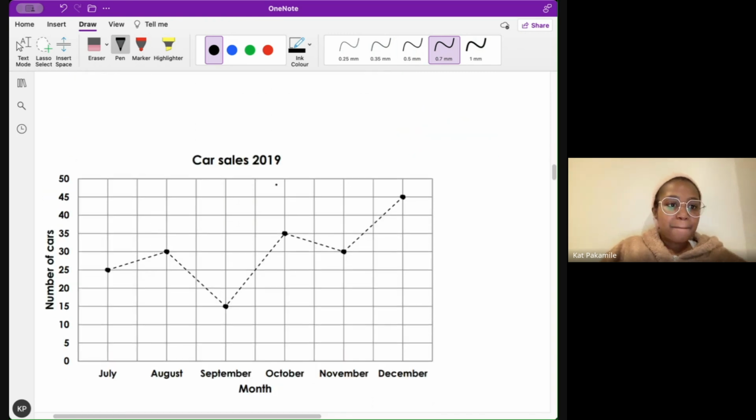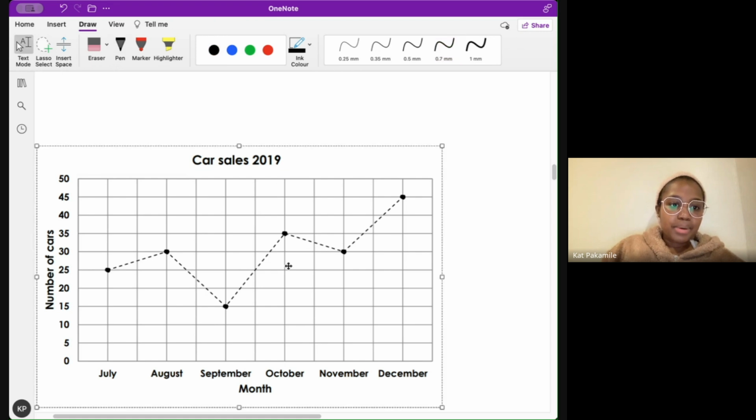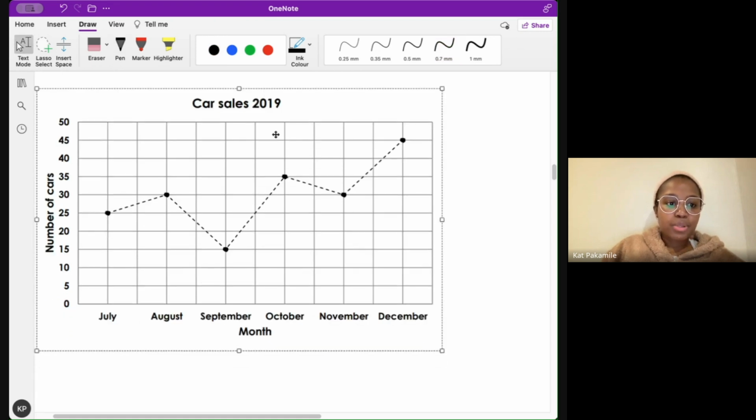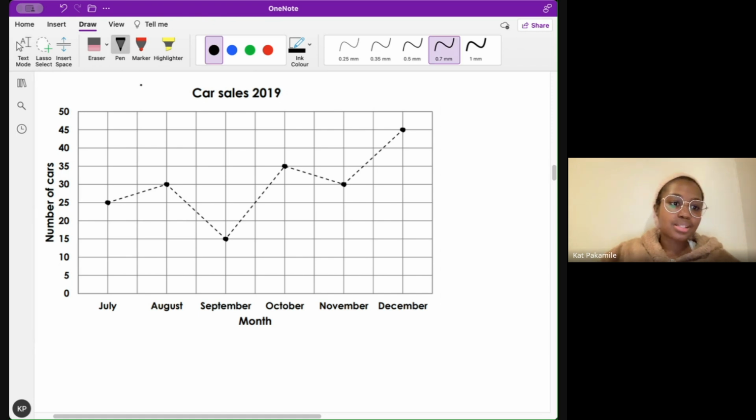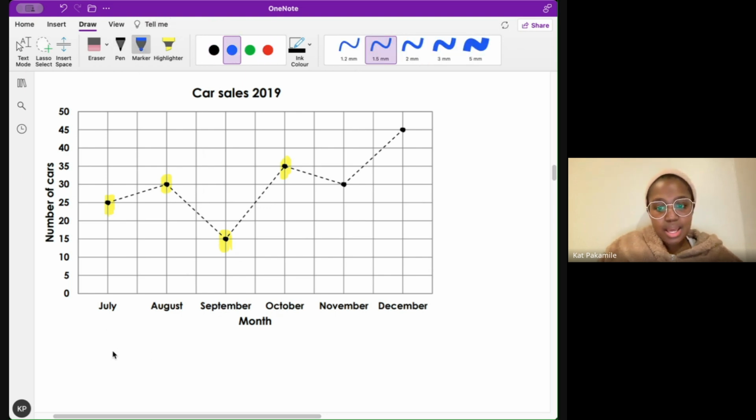Okay. This is a similar one, but now we're measuring the cars that have been sold in the second half of 2019, right? In July, we have sold 25, and then we've sold 30 in August, and then 15 in September, 35 in October. Is this linear? No. Thank you, Sinoguhle. You have answered me. This is a non-linear.